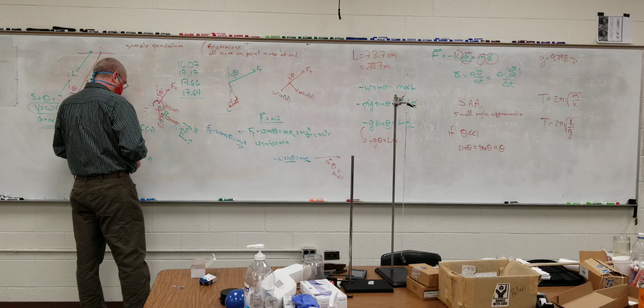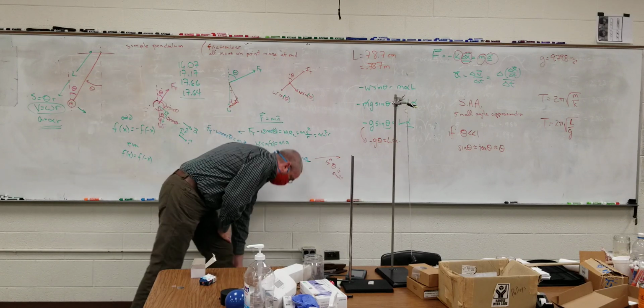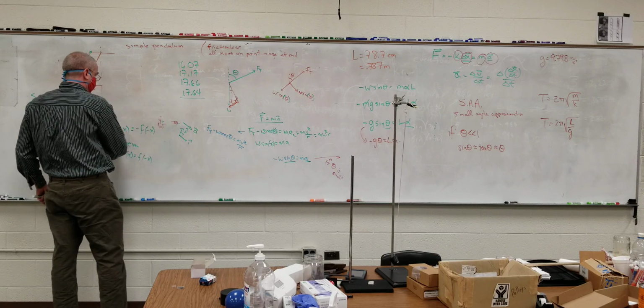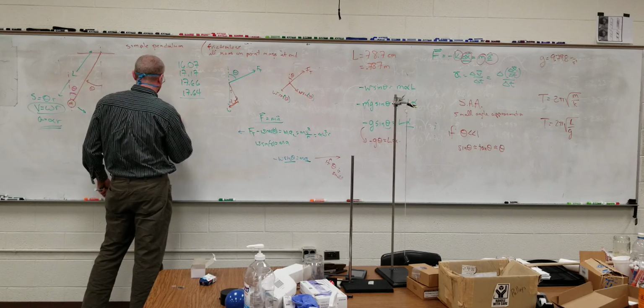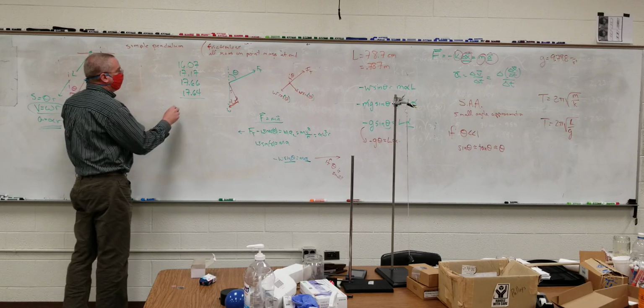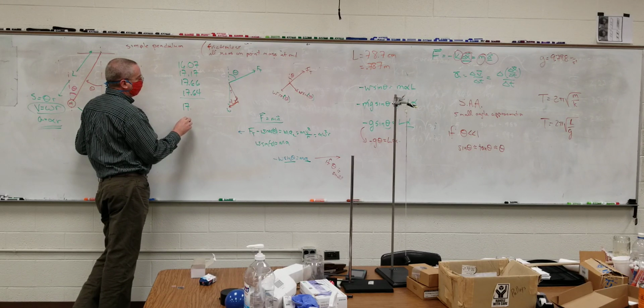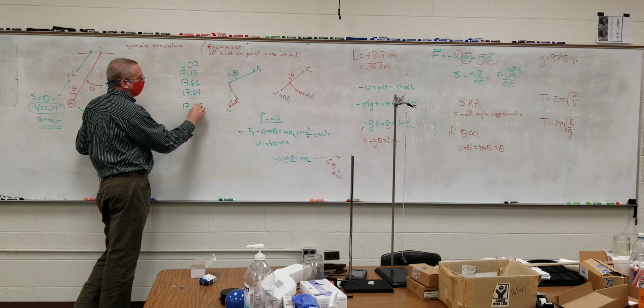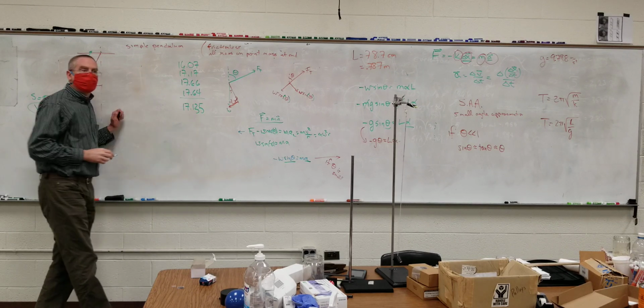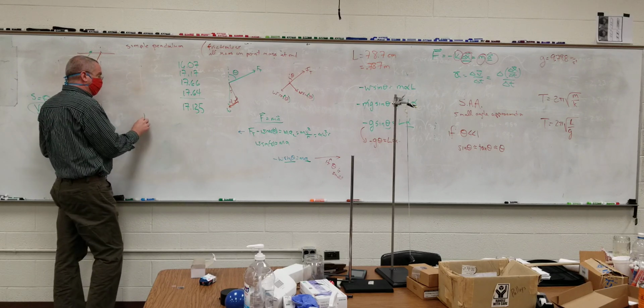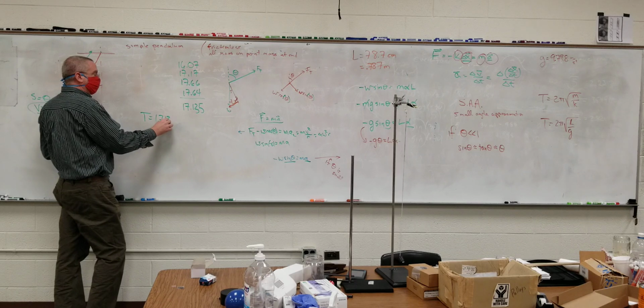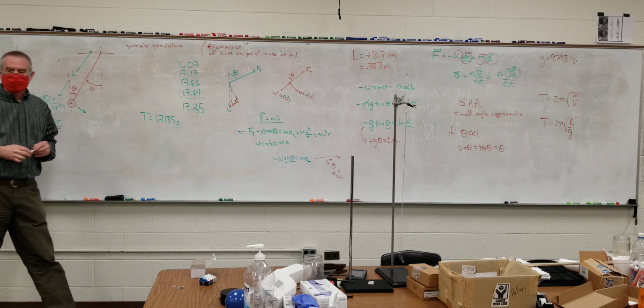What's my average here? So I think that's 17.135. 135, yeah, that's it. All right, so that's for 10 swings, and so my period is 1.7135 seconds. Divide by 10.